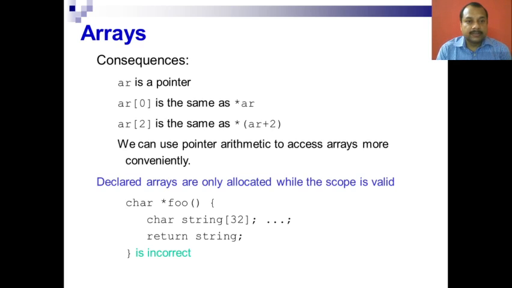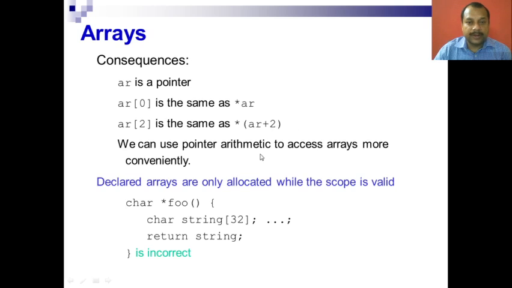Now the consequences for arrays: ar is a pointer. ar[0] is the same as *ar, because ar is a pointer and it indicates the base address. So it is the address of the 0th element. If it is the address of the 0th element, then *ar is equivalent to ar[0], because I can also write *(ar+0). Similarly, ar[2] is the same as *(ar+2).